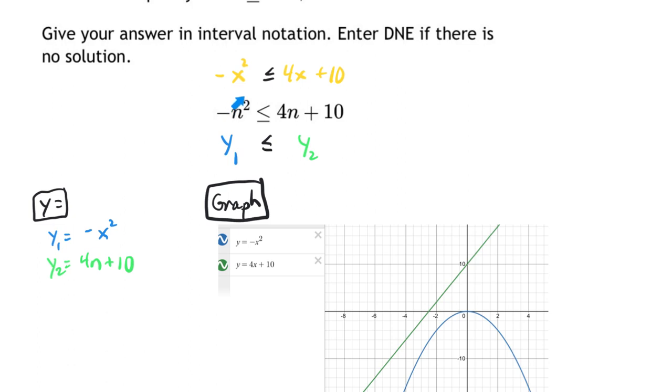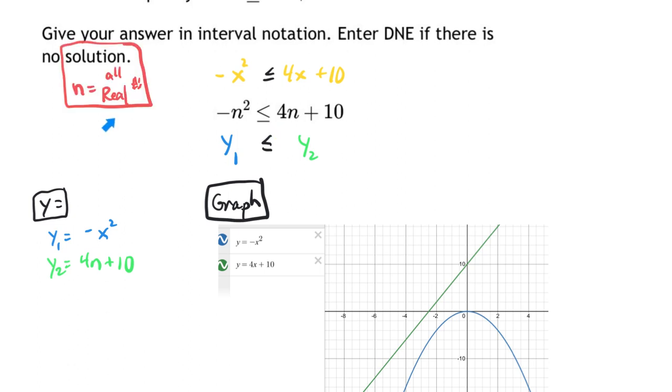or for what values of x, is the left side, which we've represented with the blue function y1, less than or equal to, which since these are y values we're talking about is underneath, lower than the green curve y2. And the blue curve is always under the green curve. y1 is always less than or equal to y2 for any value of x, or in this case for any value of n. So our solution is all real numbers.